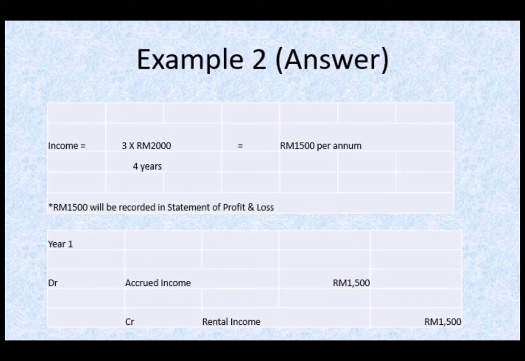So this is the journal entry for the first year. Debit accrued income 1500 and credit rental income 1500. As for the first year, we have released the asset out rent free, so we don't have any cash. This gives us a bit of an issue. However, we can debit accrued income and credit our rental income. If you ask me why debit accrued income, it is because you are owed that money and you will receive that money over the final 3 years.